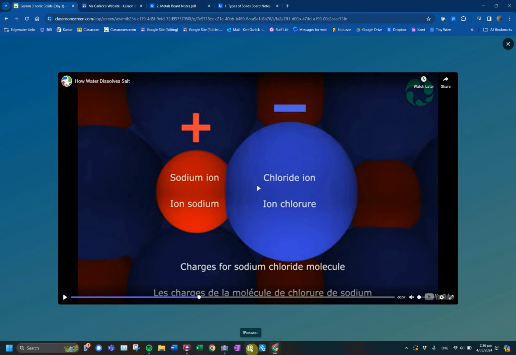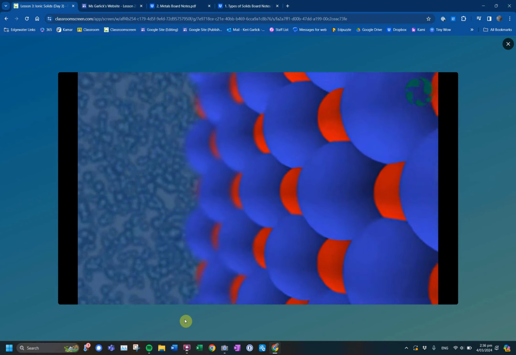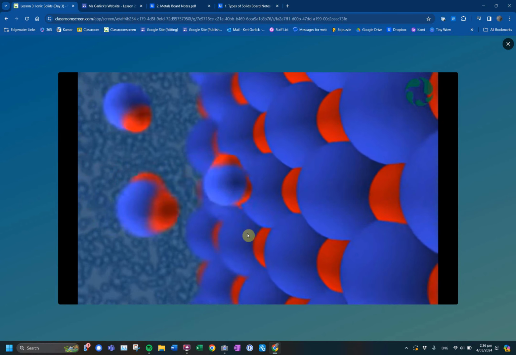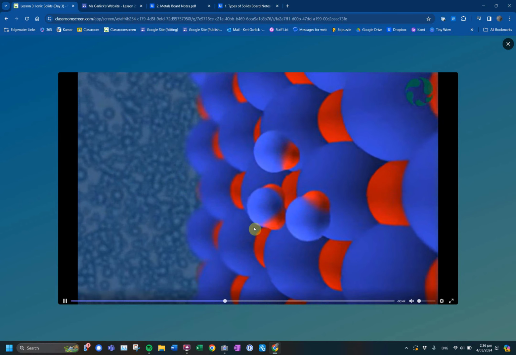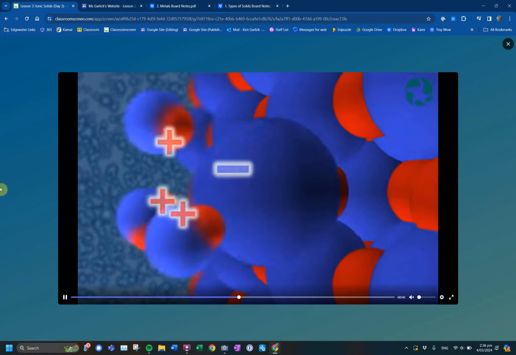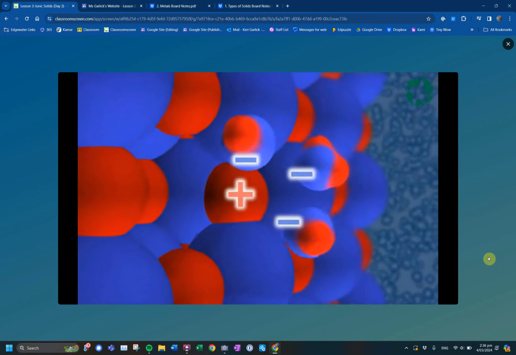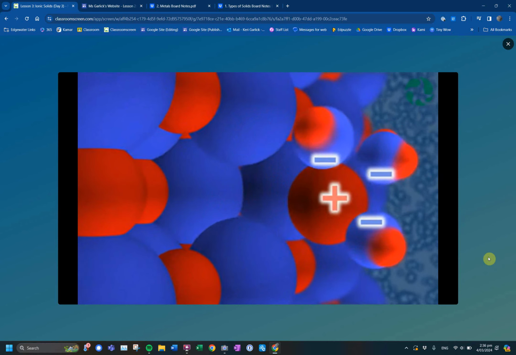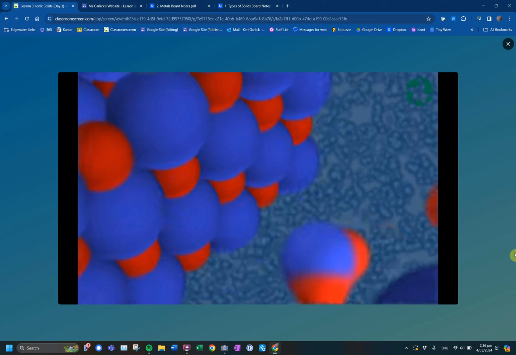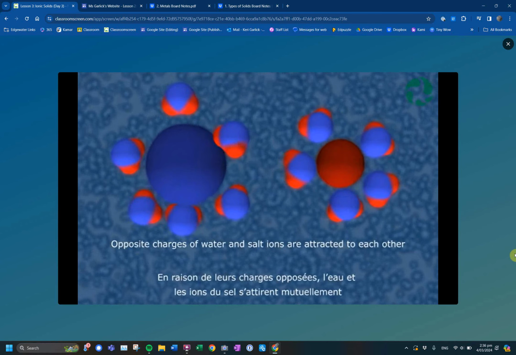So, like I said, we were talking about the sodium ion being positive and the chloride ion being negative. And then once again, you see how the little water molecules are surrounding it and pulling it out. And again, it has to do with that positive-negative attraction, pulling it out. So that's how that's dissolving.